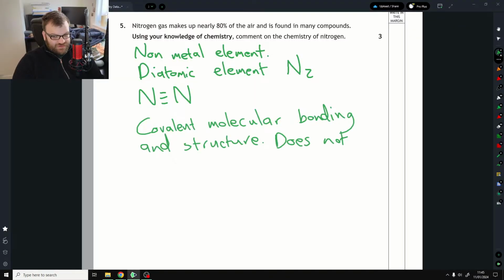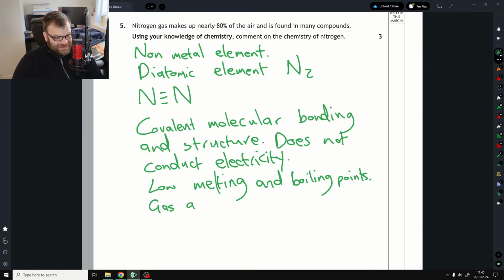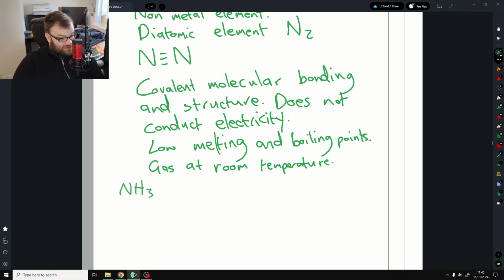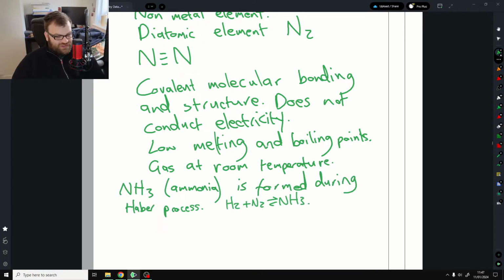That means it does not conduct electricity. Covalent molecules have low melting points and boiling points. That means it's going to be a gas at room temperature. You could choose to speak about the Haber process at this point as well. Ammonia is formed during the Haber process. Hydrogen and nitrogen combine to form the ammonia. There's a balanced equation in there. There's an iron catalyst that's used.